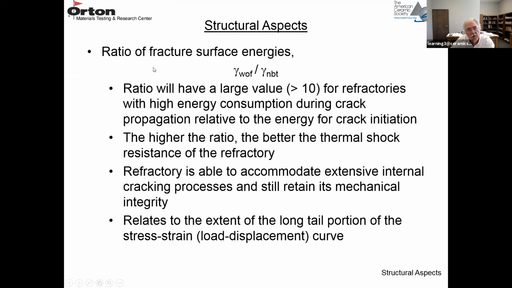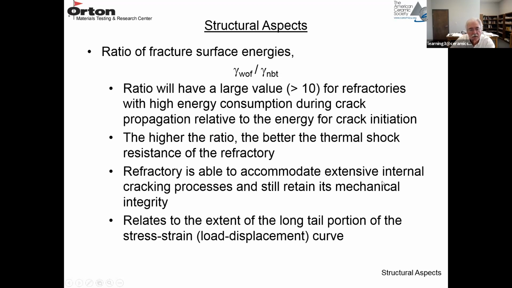So what you can look at after you measure these surface energies is the ratio of the work of fracture to the notch beam technique. Refractories that have good thermal shock resistance are going to have a large value, greater than 10. So there's a high energy consumption during crack propagation relative to the energy needed to start a crack. Refractories are full of microcracks. It doesn't take much to start them moving, but you want to make sure when they start moving, it requires a lot of energy to keep them moving. So you need a high ratio here. So the higher the ratio, the better thermal shock resistance.